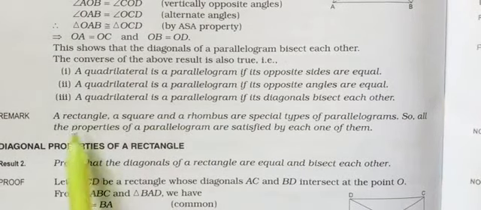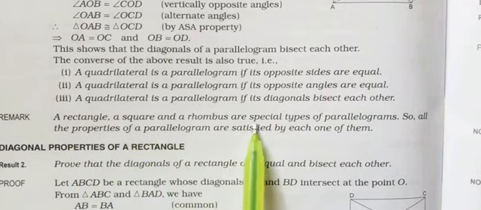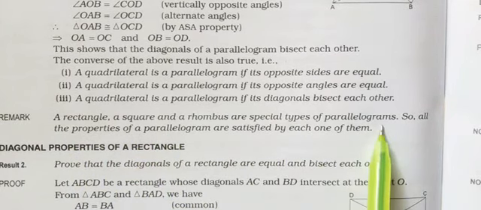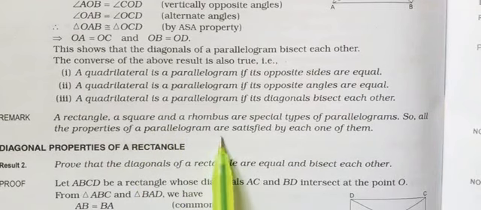previous result. Now here a remark is given: a rectangle, a square, and a rhombus are special types of parallelogram. All are parallelograms. Remember that. So all the properties of a parallelogram are satisfied by each of them.